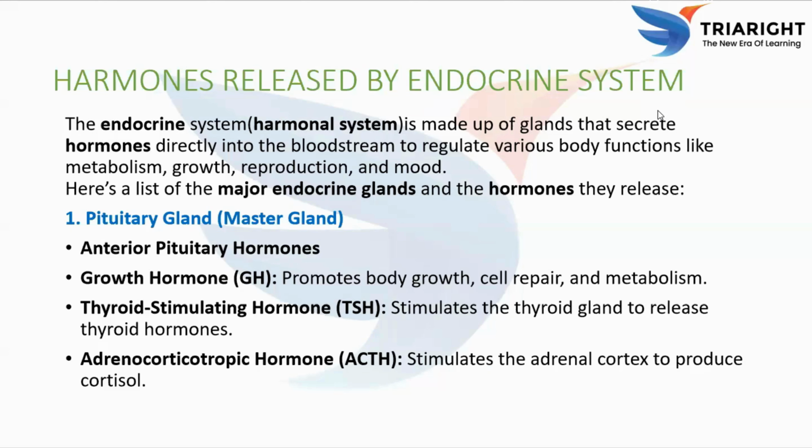First, what are the hormones released by the endocrine system? What is the endocrine system also called? It is also called the hormonal system. It is made up of special glands that release hormones directly into the blood.